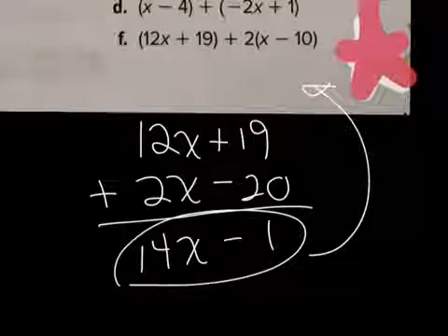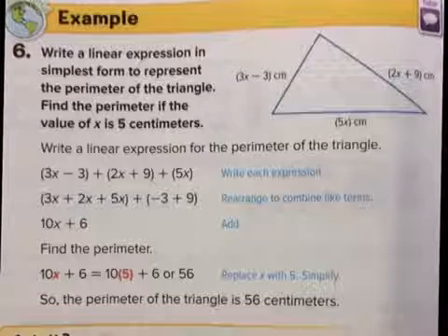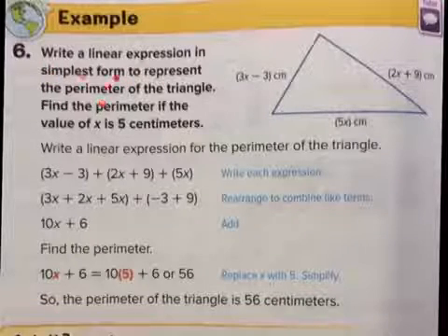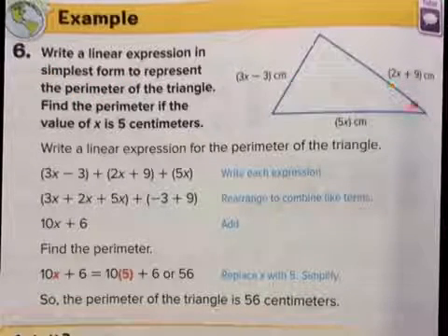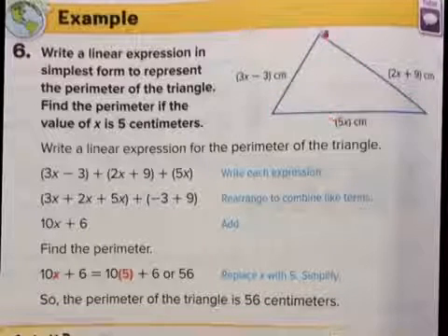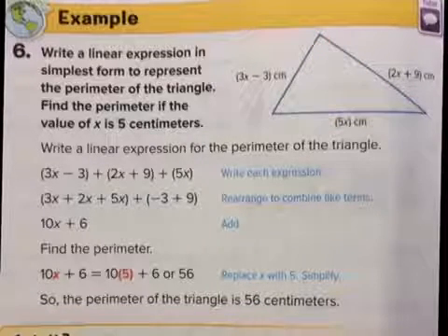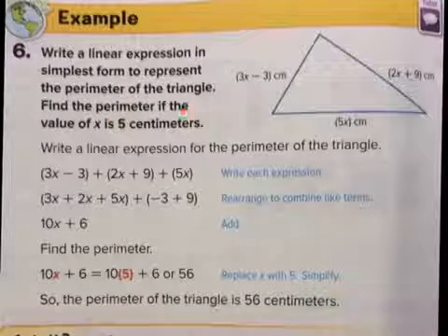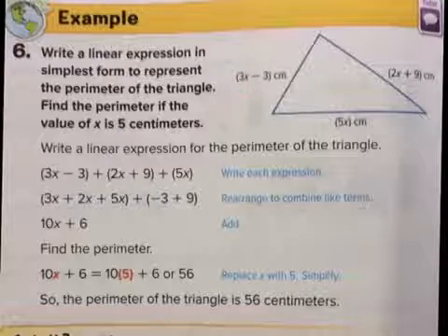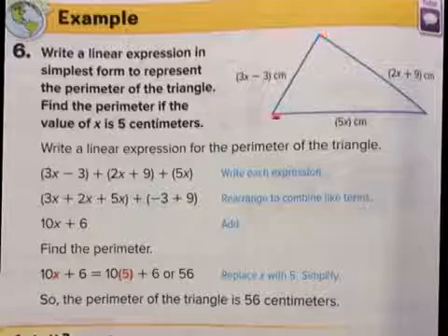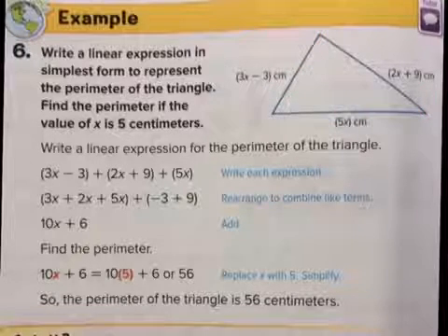There it is. For example 6, we have to write a linear expression in simplest form to represent the perimeter. The perimeter means the distance around it. So we add this plus this side, and that'll tell us the distance all around the triangle. Find the perimeter if the value of x is 5 centimeters. So we see every x here needs to be replaced by 5, okay? And then we can solve by adding all three sides together.